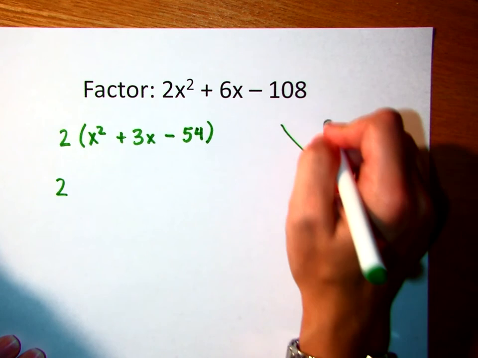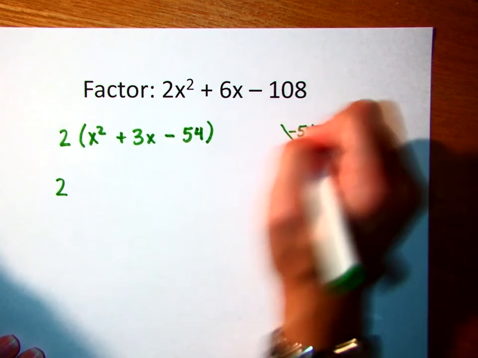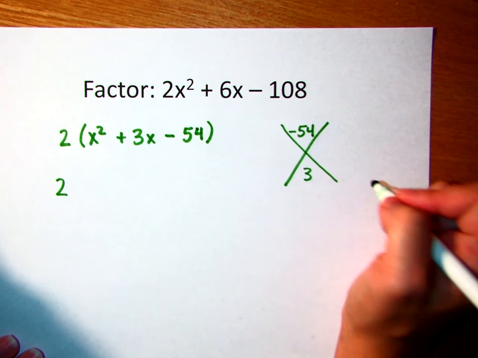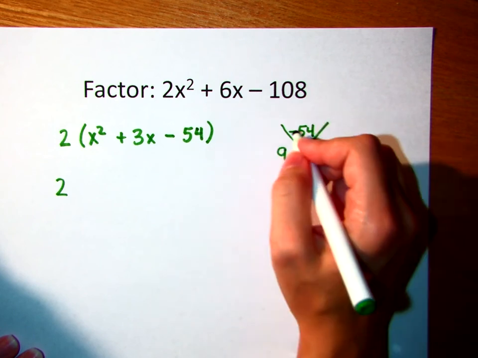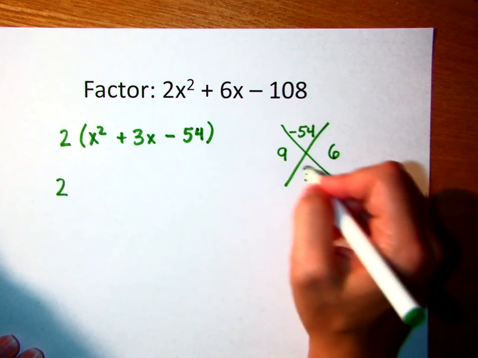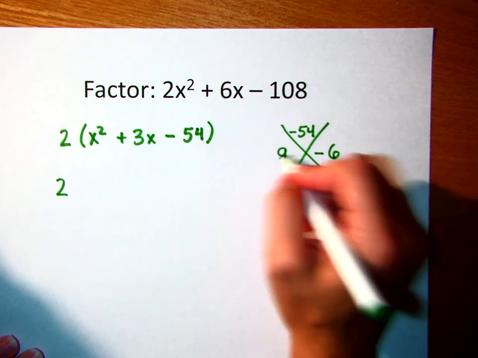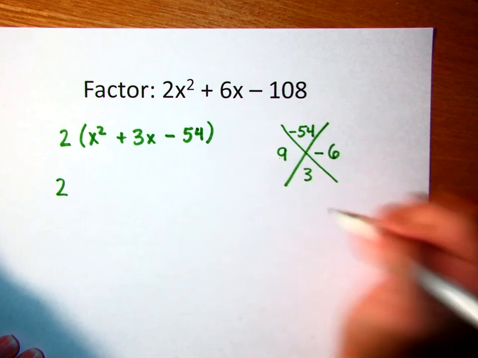Now for when we do our x, this number here, the negative 54, is my c. The 3 is here. And so if I think probably 9 and 6 will work, one of those has to be negative so that my product is negative. But when added together, I need it to result in a positive. So 9 times negative 6 is negative 54. 9 plus negative 6 is 3.